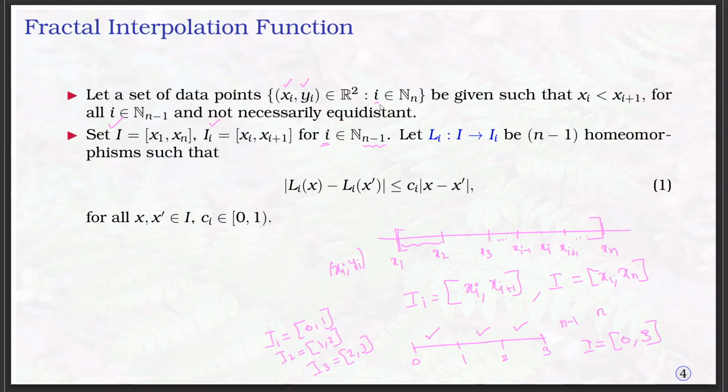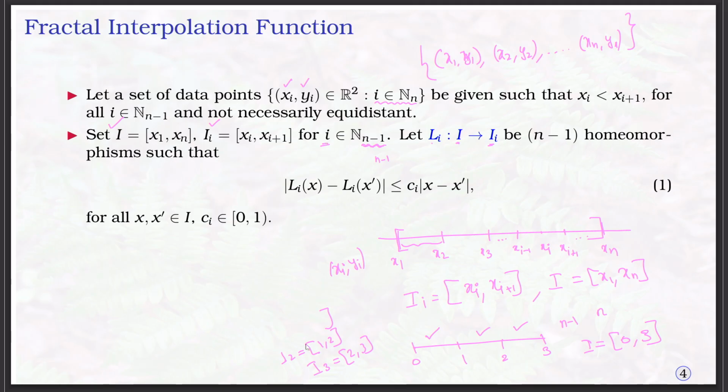If we take the number of data points as n, so if we have the data as x1, y1 and x2, y2 up to xn, yn, n data points, then we need n minus 1 subintervals. Okay. Let us define Li as a mapping from I to Ii. So, Li is a mapping from the whole interval to the subinterval.